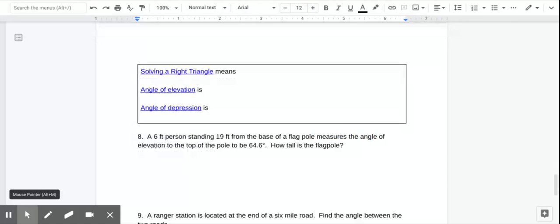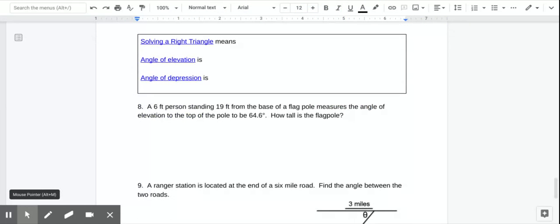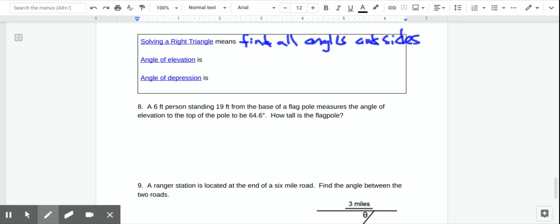All right, the last thing that we are going to do with these is what's called solving a right triangle. Solving a right triangle means you find all angles and sides. So to do that, you may use the Pythagorean theorem, you may use the fact that all the angles have to add up to 180 degrees, and you might use your trig relationships like SOHCAHTOA.